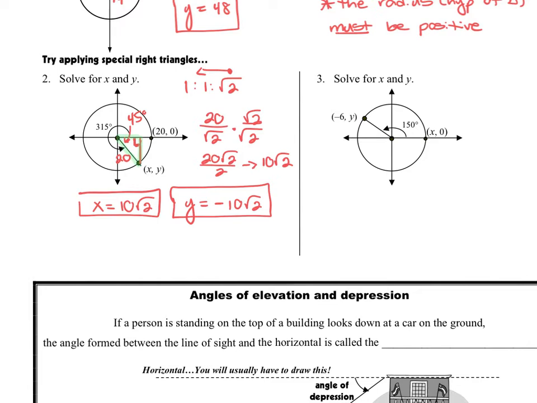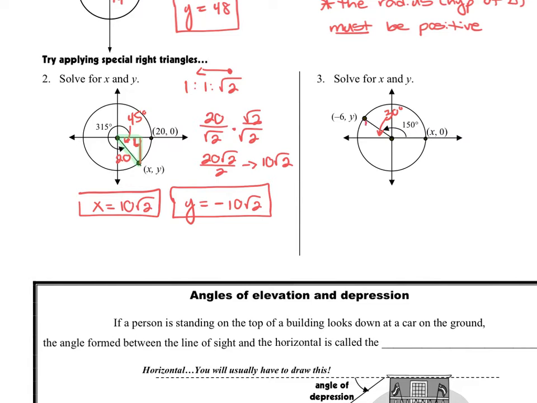Okay, now let's look at the next one. Again, I don't have a triangle drawn in, but I do have an angle measure right here. So I've got this angle measure of 150, which means this little angle that's left over right here has to be 30 degrees to get me to half the circle, which is 180.